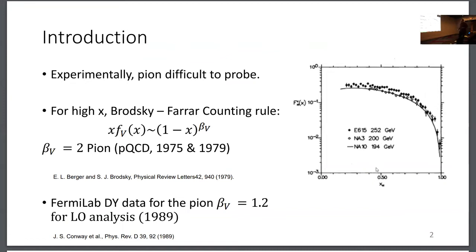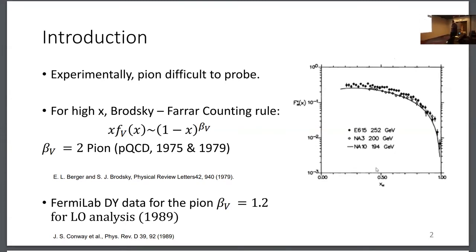So we want to talk about the valence PDF of the pion at high X structure. With the Brodsky-Farrar counting rule, the X-weighted PDF at high X is (1 minus X) to the beta V. So they found that beta V was 2 using pQCD models. And then Fermilab had Drell-Yan data for the pion with beta V equals 1.2 using leading order analysis.